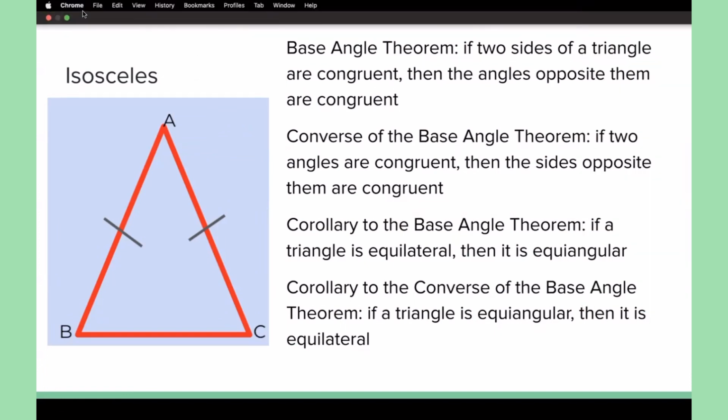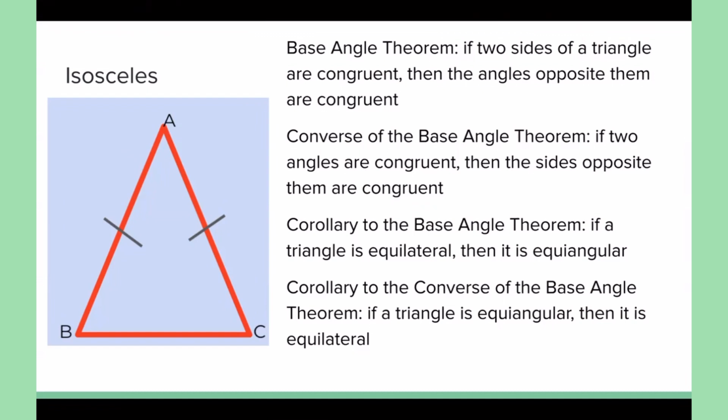So first off, we have the base angle theorem, which states that if two sides of an isosceles triangle are congruent, then the angles opposite to them are congruent. Basically, what this means is that, as you can see here, if this segment and this segment are congruent, which by the picture they are, then the angles opposite to them, so angle B and this one, angle C, would also be congruent.